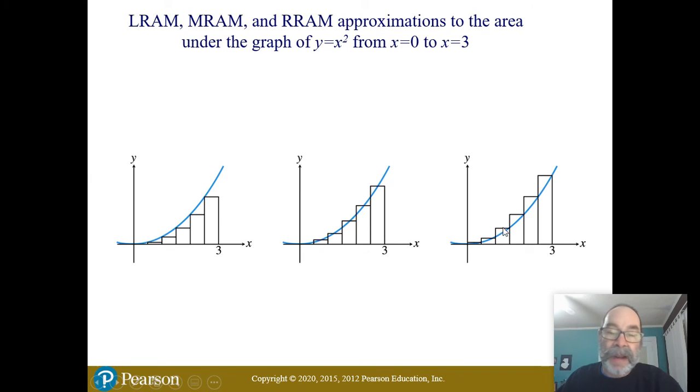And then if we go to the right-hand side, notice every right-hand side of that rectangle, this is our RRAM, every right-hand side is going to be used, and that's going to be definitely an overestimate. Is it always? Well, that depends if your function is increasing or decreasing. We'll talk more about that next time.